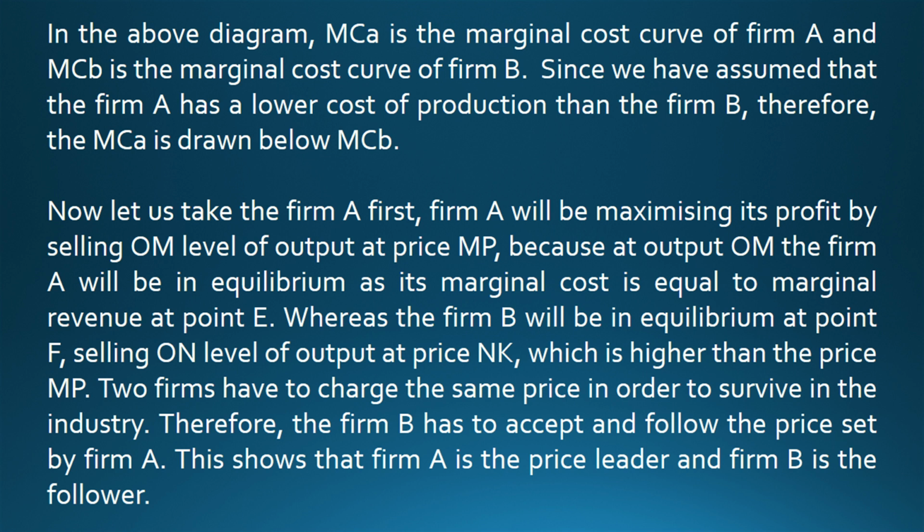Because at output OM the firm will be in equilibrium, as its marginal cost is equal to marginal revenue at point E, whereas firm B will be in equilibrium at point F, selling ON level of output at price NK, which is higher than the price MP. Two firms have to charge the same price in order to survive in the industry. Therefore, firm B has to accept and follow the price set by firm A. This shows that firm A is the price leader and firm B is the follower.